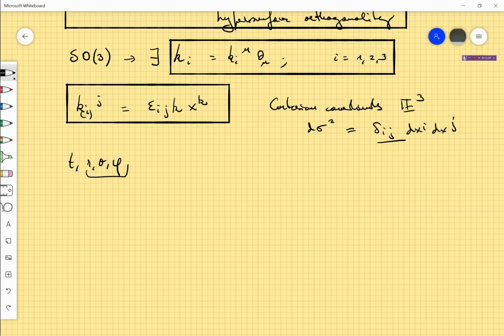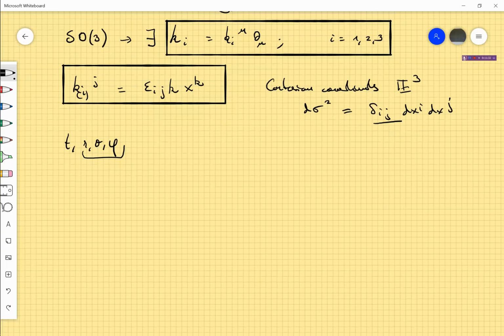even though the metric may not take the typical metric of the sphere. So let's not get too concerned with that. I just call them like that.